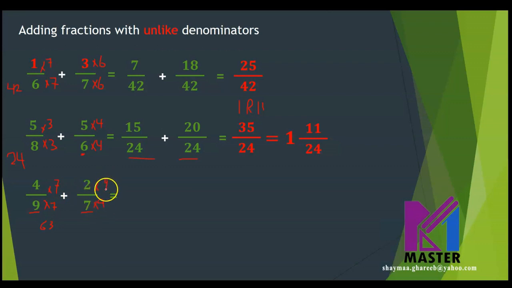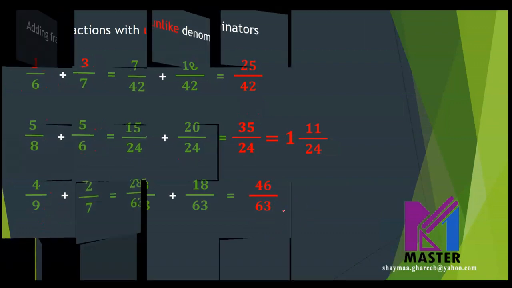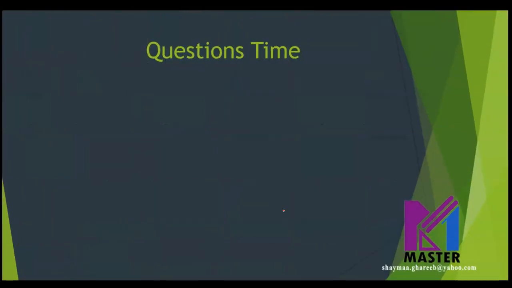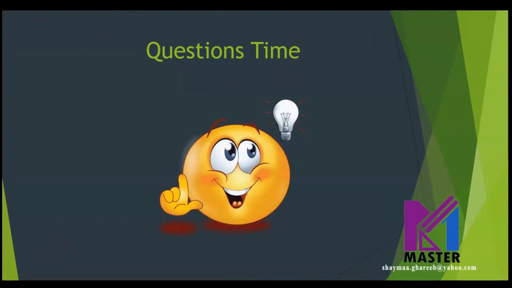Now the new fractions will be 4 times 7, 28 over 63, and 2 times 9, 18 over 63. So now I will add 28 plus 18 equals 46 over 63. Can I simplify this fraction? No, because this is the simplest form. So now let's have some questions. Are you ready?